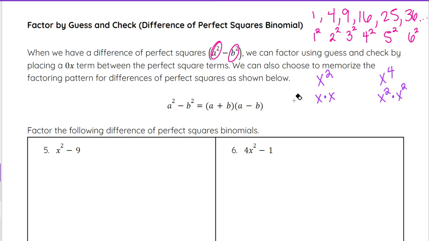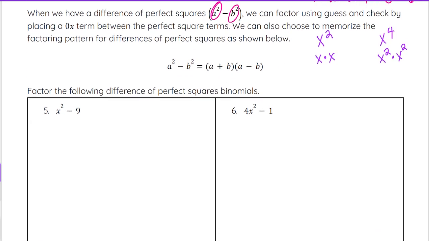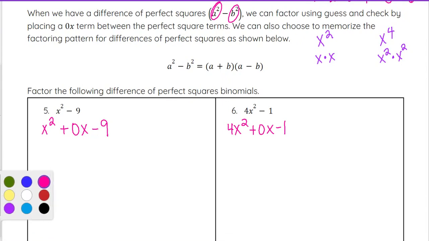So before I go through what that pattern is, I'm going to show you how you could factor this the same way with guess and check by turning it into 3 terms. When we have a difference of perfect squares, it's going to be missing that middle term, which just means that really it's a 0x that's there. So if you wanted to, you could rewrite both of these as 4x squared plus 0x minus 1 and x squared plus 0x minus 9. And you could go through the process. I'll show you on the first one.